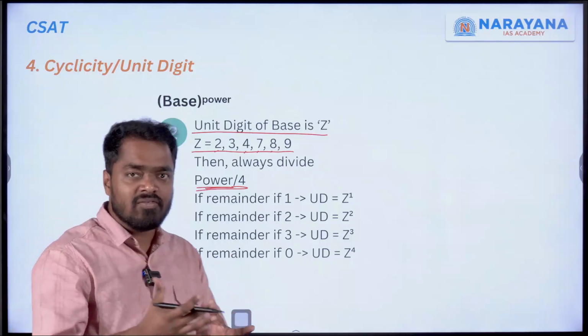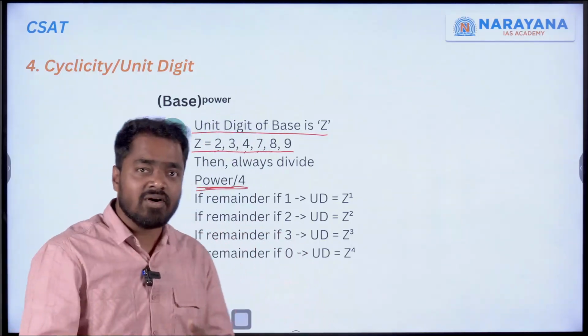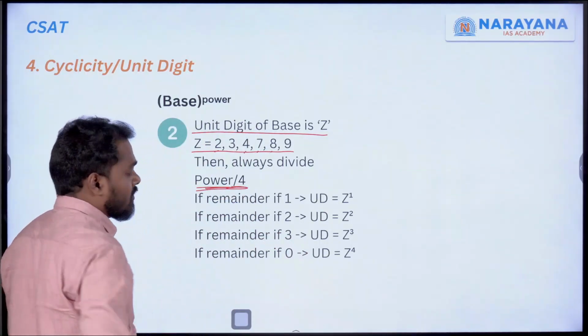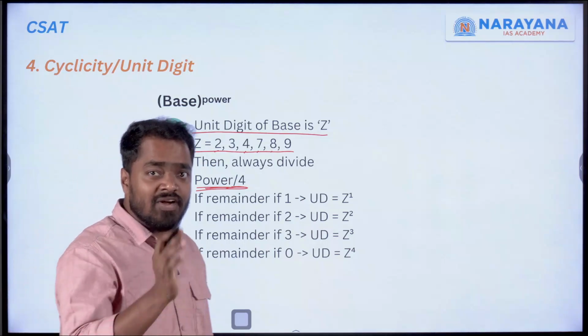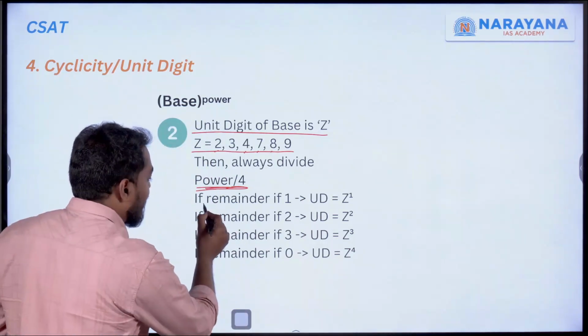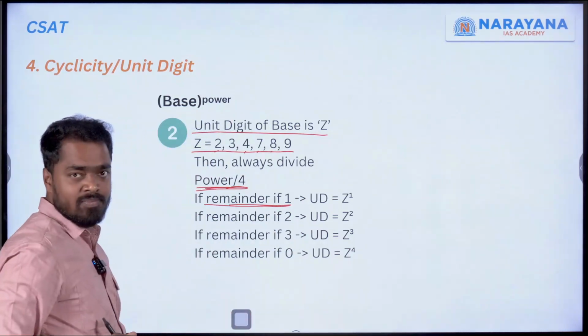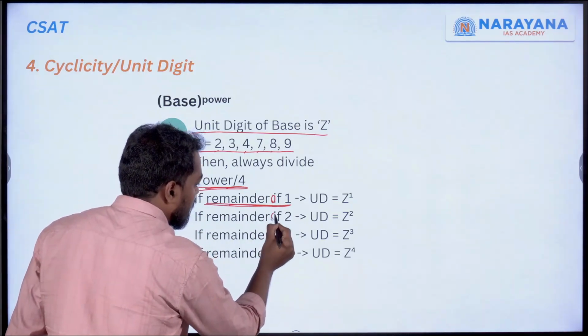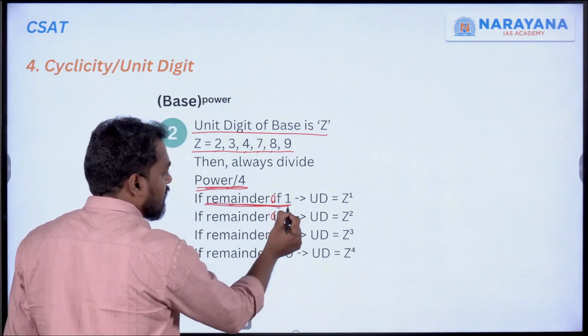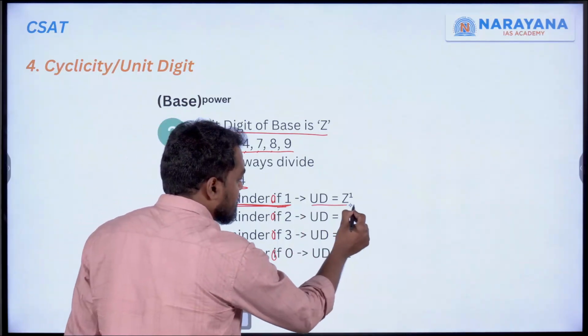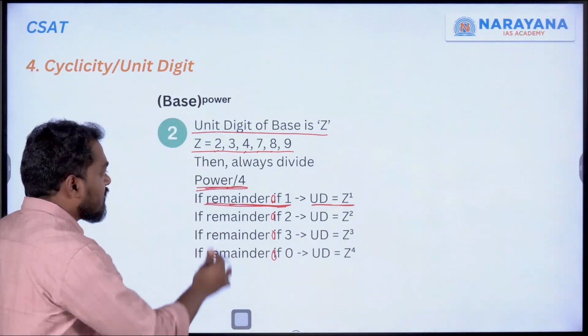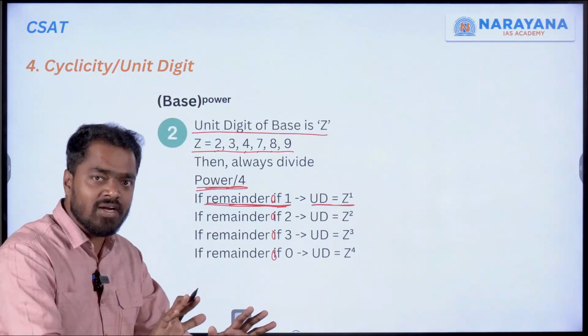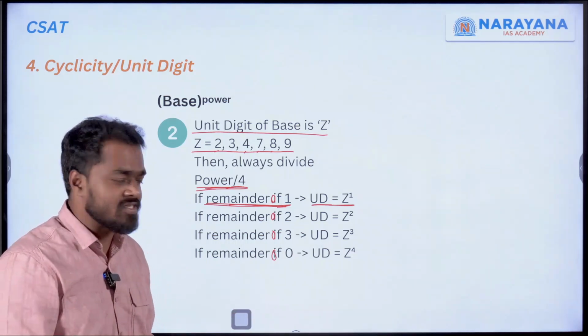So there will be some power, say 989. Take the power and divide the power by 4. If you get a remainder of 1, your unit digit will be z to the power 1. Try to understand the rule. We will apply it using examples. Also we will solve questions.